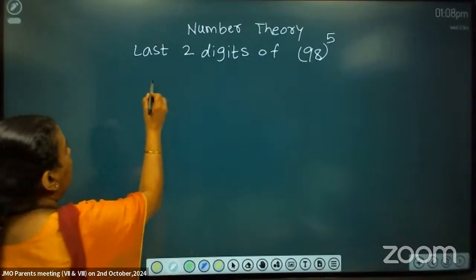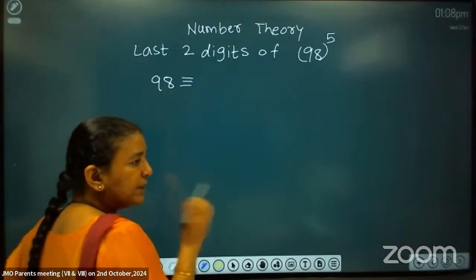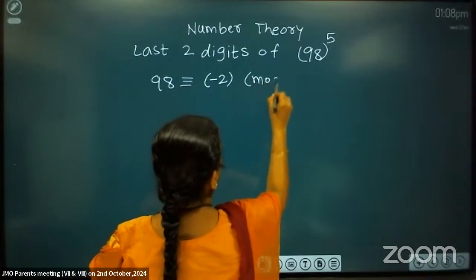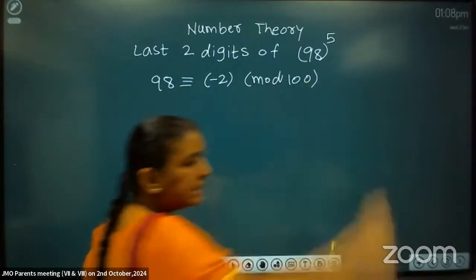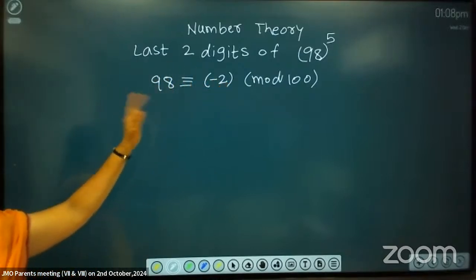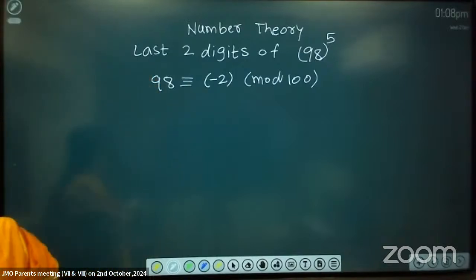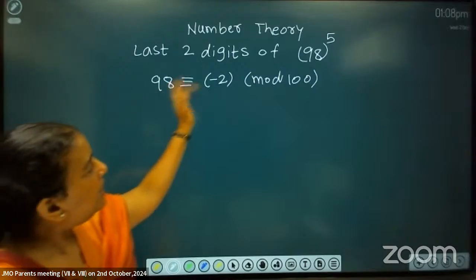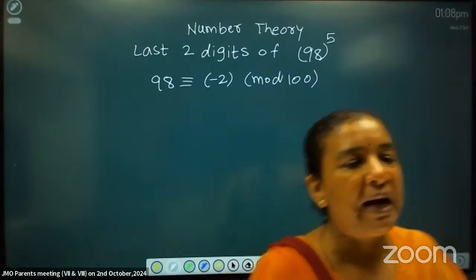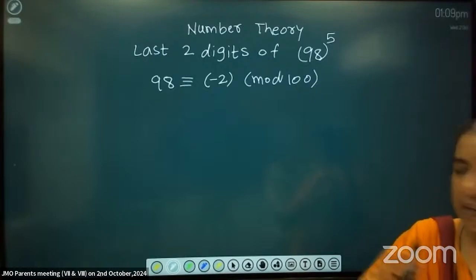So how to go about it, that we will see now. Here we will write 98 is equivalent to minus 2 mod 100. Meaning what? If I add 2, when I take it on the other side, it becomes 98 plus 2, so I get 100 on the left hand side, and 100 is divisible by 100. Mod 100 means it is divisible by 100. If I write mod 5, it means it is divisible by 5, and so on.